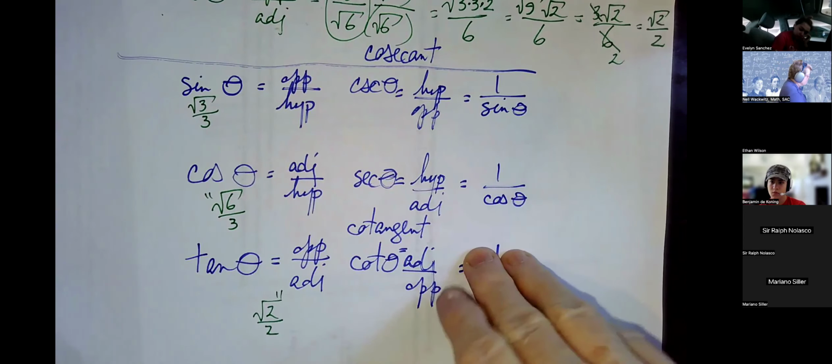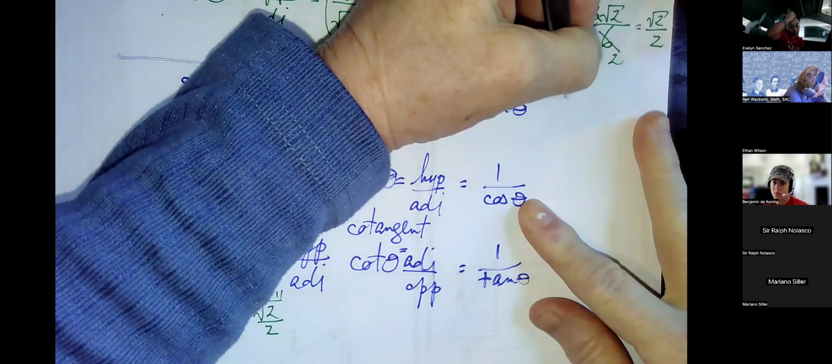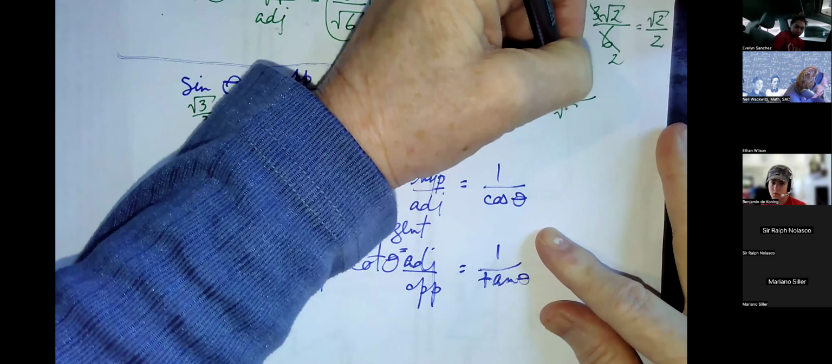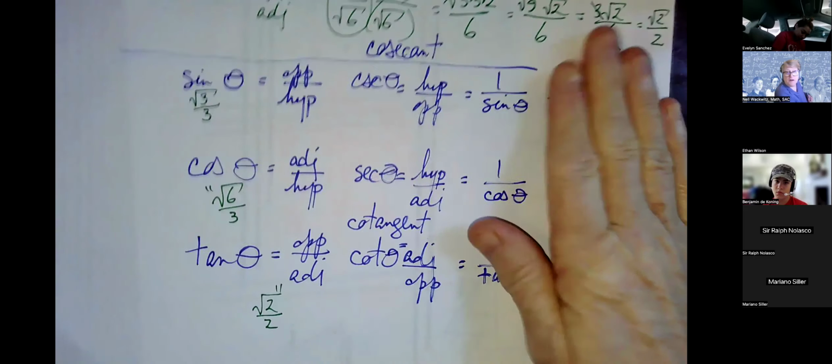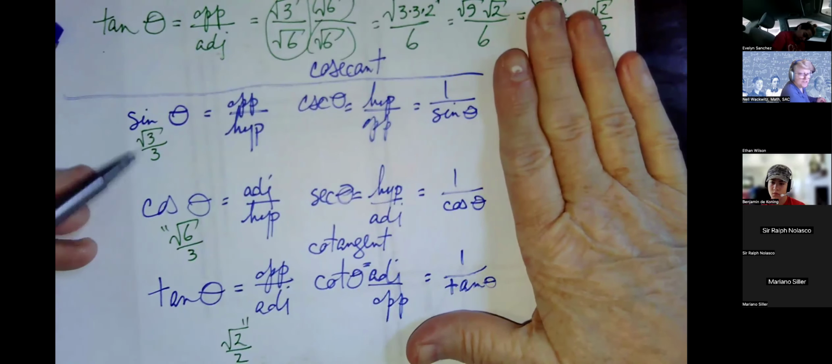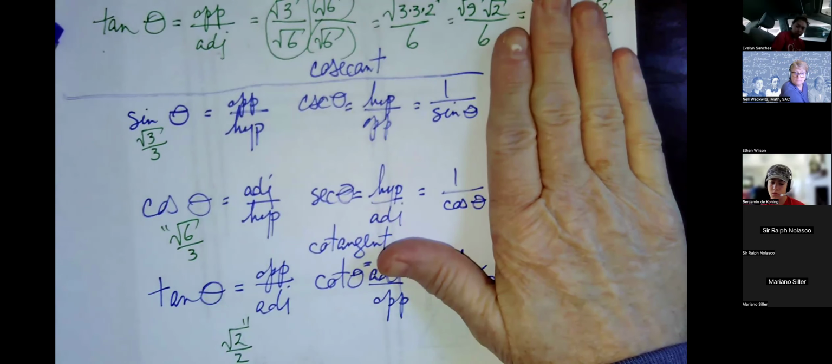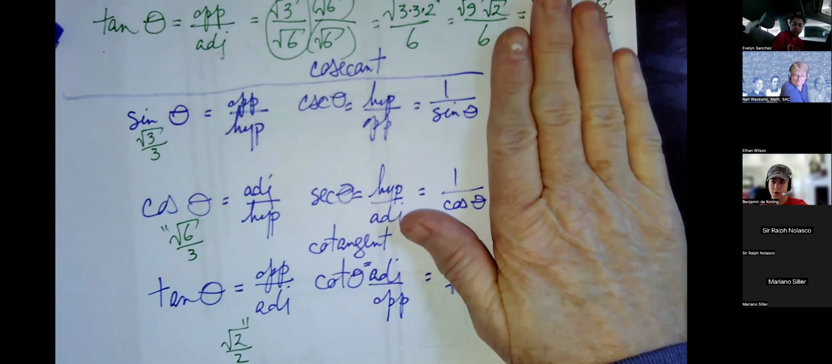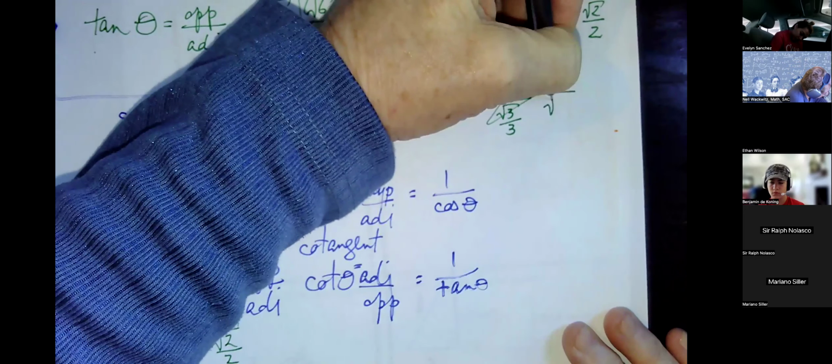So I've had many students take this and do this to it: 1 over square root of 3 over 3. And that's not wrong, but it's extra. If I have the reciprocal of a fraction, how do you find the reciprocal of a fraction? Just switch the numerator and denominator. Exactly right. So we just have 3 over square root of 3.